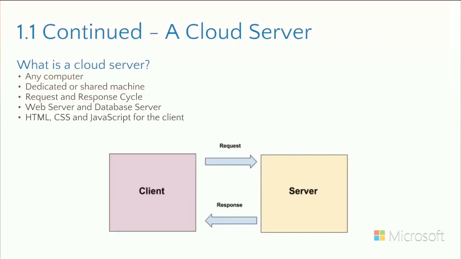I have a nice little diagram here of what the request and response cycle looks like, but generally a client is going to request a website such as www.bing.com. And the server is going to listen for that request to come in and send back a response to that client, in this case, a search engine. The same thing can happen with Facebook, MSN.com, Twitter, and all those other things.